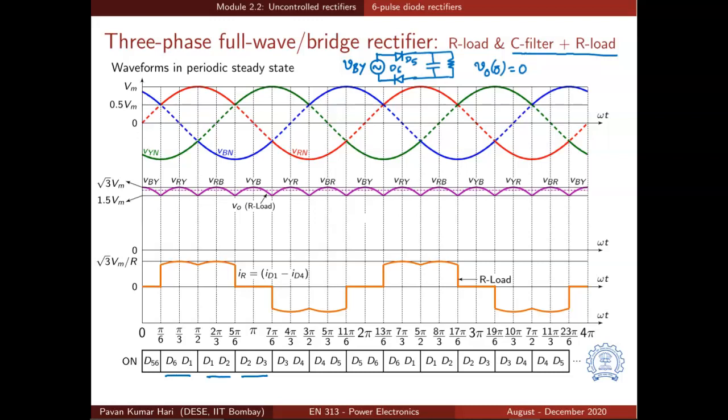When the initial voltage on the capacitor is 0, if we just start this circuit, you imagine a switch being here and it is just being closed. What will happen? D5, D6 can start conducting. Why? If we assume that D5, D6 are off, the voltage across them will be positive, so they will definitely be on.